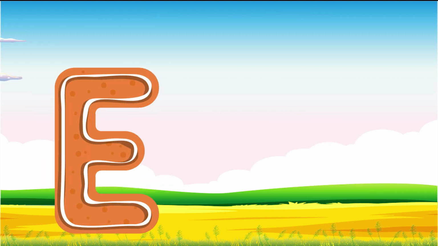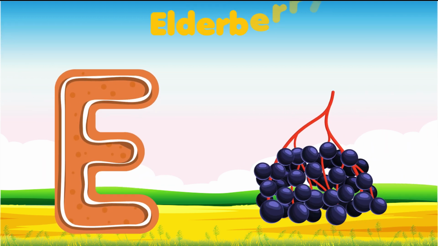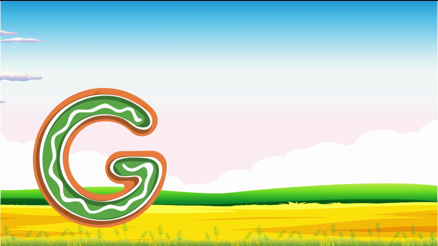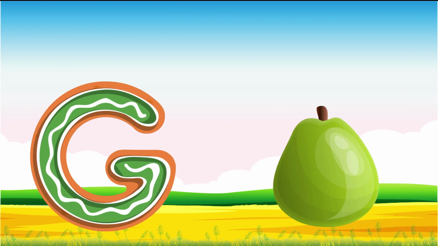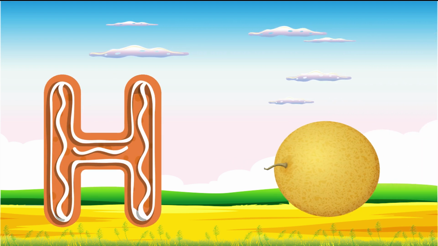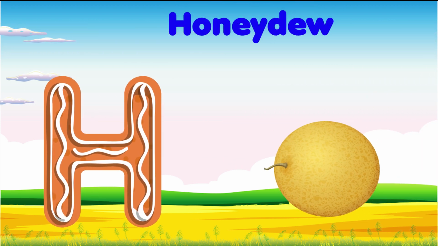E is for Elderberry. F is for Figs. G is for Guava. H is for Honeydew.